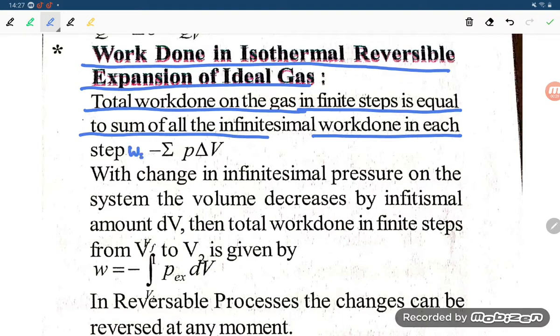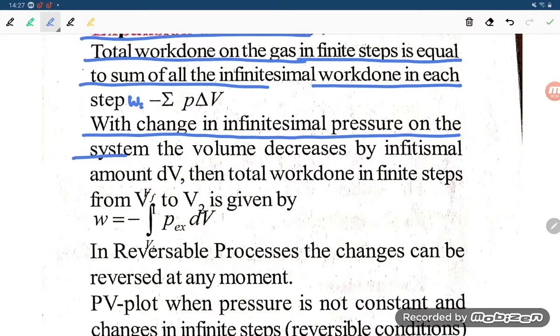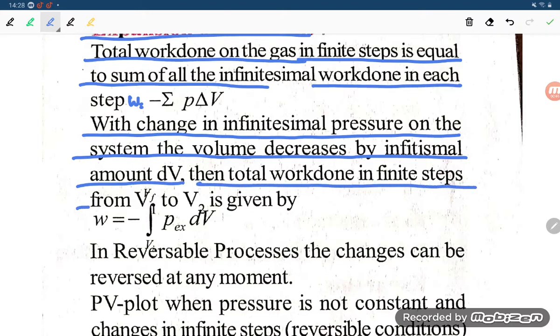So W is equal to minus the summation of P delta V, with an infinitesimal change in pressure, meaning a small change in the pressure of the system, and the volume decreases by an infinitesimal amount, that is dV. Then the total work done in steps from V initial to V final is given by W equal to minus the integration from the lower limit to the upper limit of P external dV.